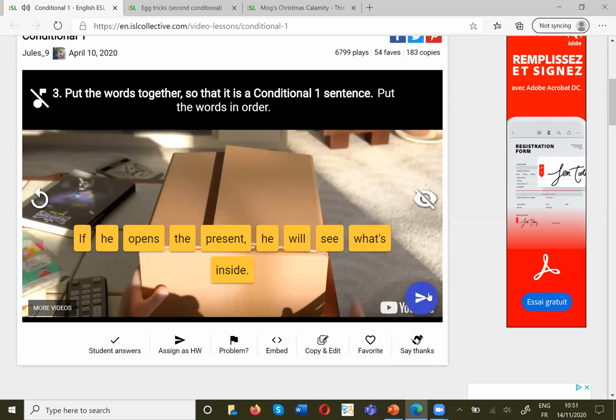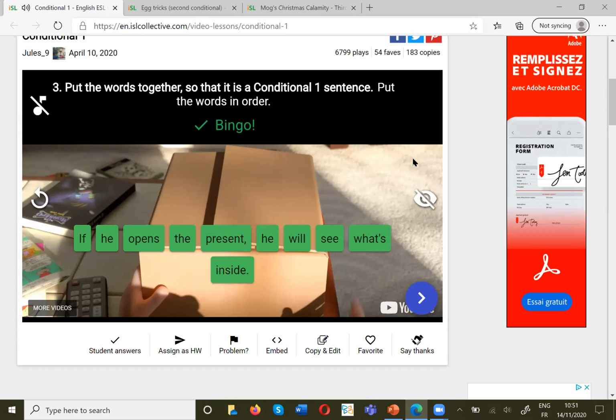So let's check. Absolutely, yes. Bravo. So if he opens, present simple, he will see, future simple. So it's reality in the present, right? It's not a general fact about water and everything. So now, if he opens, he will see.